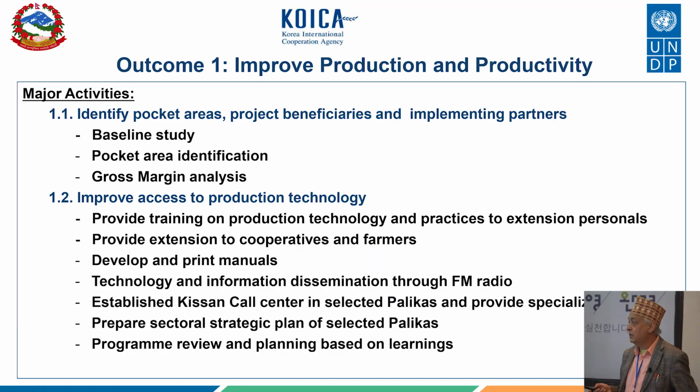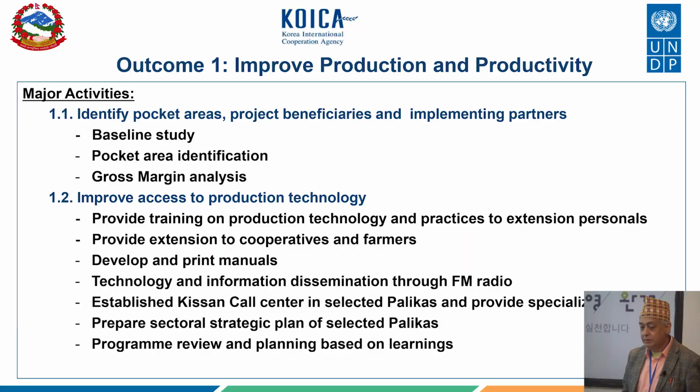Another activity is improving access to production technology. When this project was designed, we discussed a lot, and the government also accepted that public sector extension services reach only up to 25% of the total agricultural population. So this project is trying to improve technology access for farmers, and we are providing training on production technology and practices to extension personnel. That means personnel working in the palikas, junior technicians and agriculture officers. We are providing them production technology training and improving their capacity, because farmers are also part of the cooperatives and are beneficiaries.